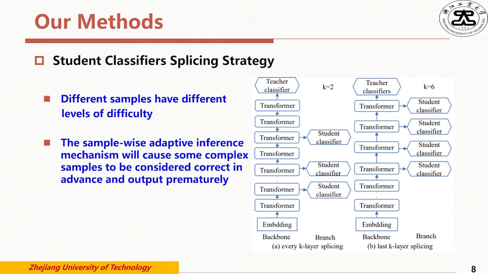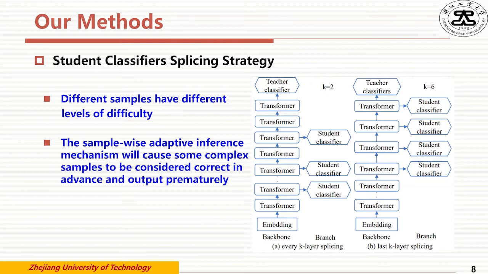A reasonable explanation is that different tokens have different levels of difficulty, and the more difficult tokens require a higher-level transformer to be inferred correctly. The sample-wise adaptive inference mechanism will cause some complex tokens to be considered correct in advance and output prematurely, which leads to a decrease in overall performance.